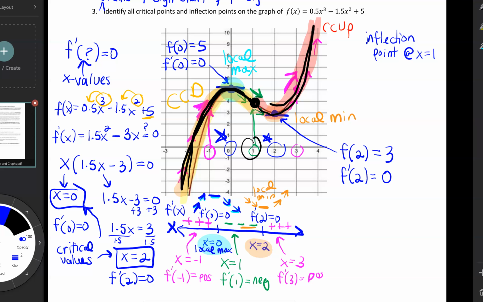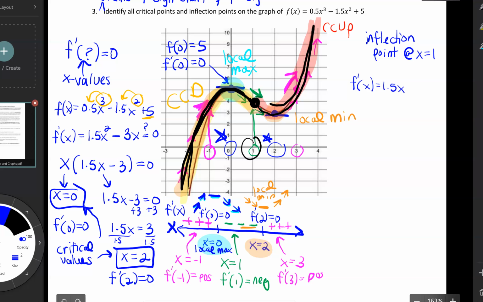But let's just see that. Let's find the second derivative. Let's set it equal to 0. And let's see if it really does happen when x is 1. So I'm going to take my derivative. My first derivative that we found earlier was 1.5x squared minus 3x. So the derivative of the first derivative is the second derivative, f double prime. Let's just do our power rule. The derivative of 1.5x squared is 3x, minus the derivative of 3x, which is just 3.